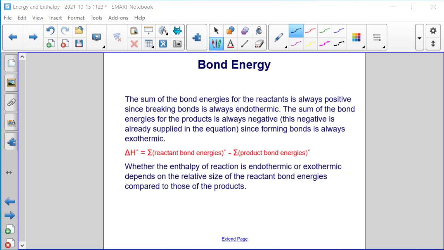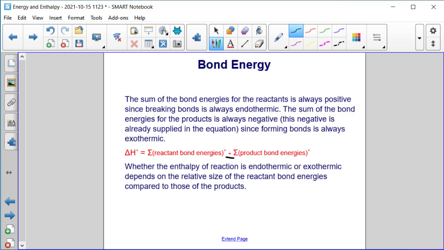The sum of the bond energies for the reactants is always positive. Why? Because breaking bonds requires energy, so it's always endothermic. The sum of the bond energies for the products is always negative because forming bonds always involves a release of energy, or it's exothermic. This negative sign right here, this subtraction, is already supplied in the equation, so we're accounting for that in the equation.